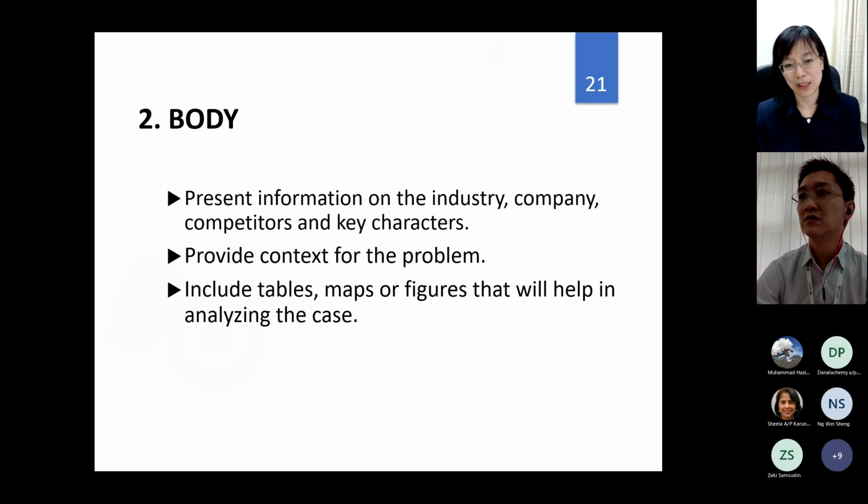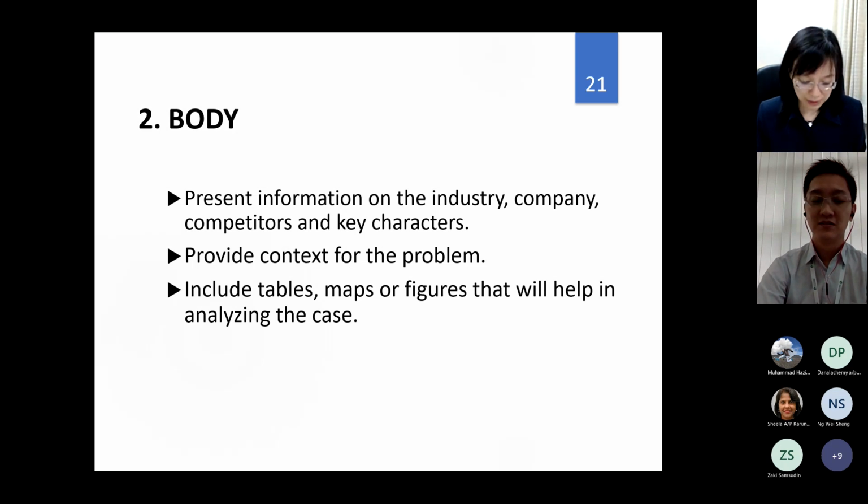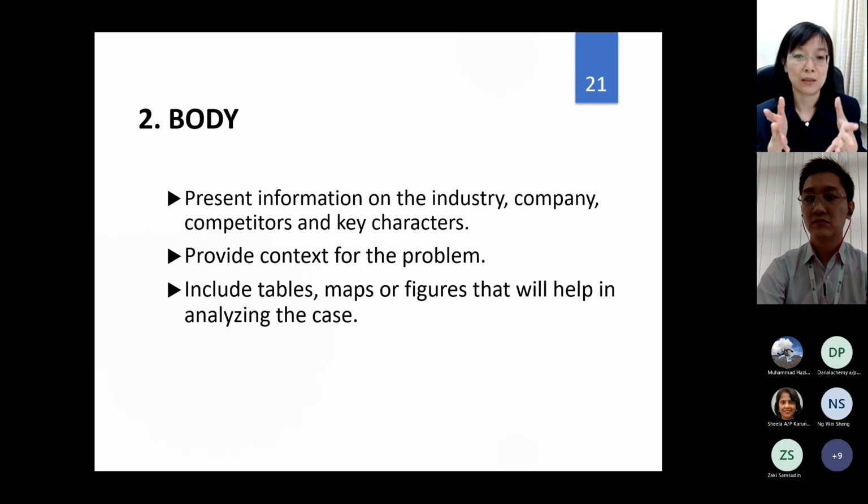Then the second part is the body. So the body is where you put in all the information about the case, the company, the industry, who are the competitors, some background information about the key characters, what made this issue come about. So you're providing context for the problem, and then you may want to give some developments that have taken place that brought about this issue. And this is where you will include tables, maps, or figures that will help in analyzing the case. So when you write your case, the body is where you will put in all your information.